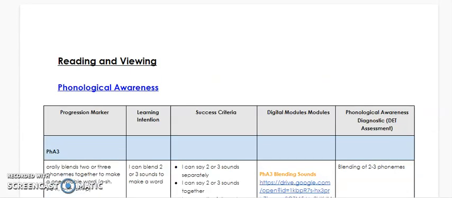Alternatively, you will go to the Phonological Awareness Diagnostic and you'll say, they can't yet blend 2 to 3 phonemes, and you can do it that way as well. So either look at the far left column or the far right column to give you an indicator.